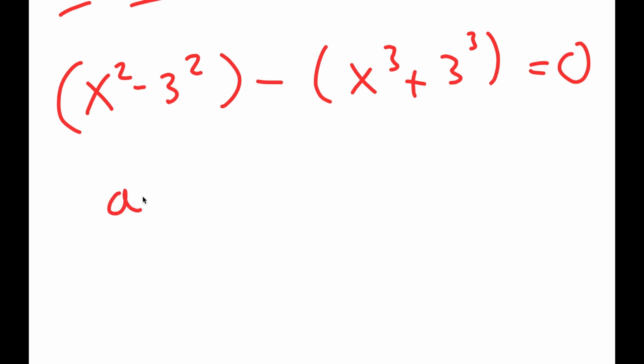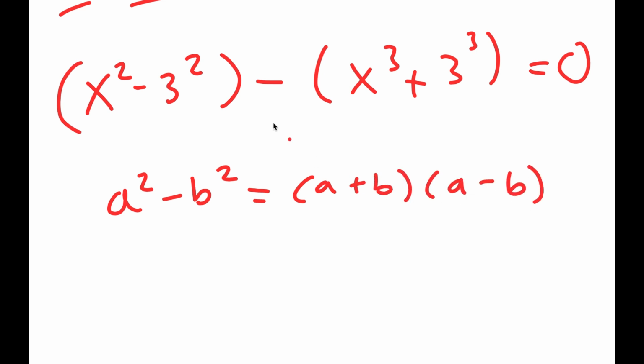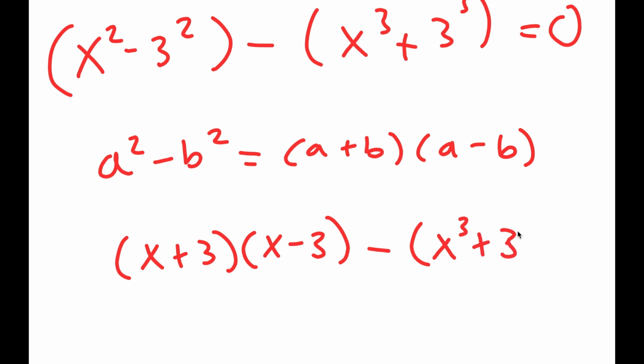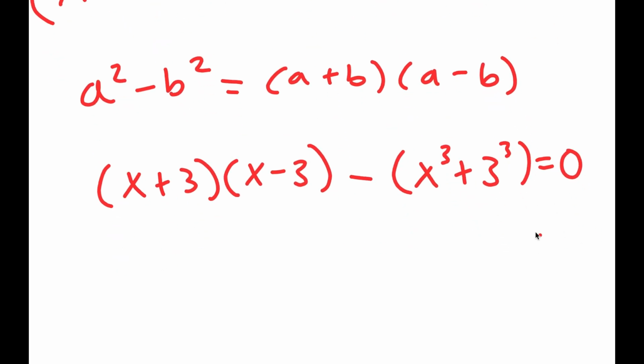Now, if I have something in the form a squared minus b squared, this is equal to a plus b times a minus b. So I get x plus 3 times x minus 3 minus x to the power of 3 plus 3 to the power of 3 is equal to 0.